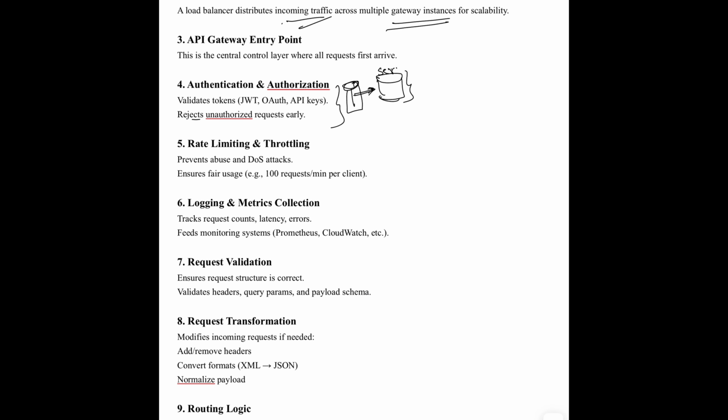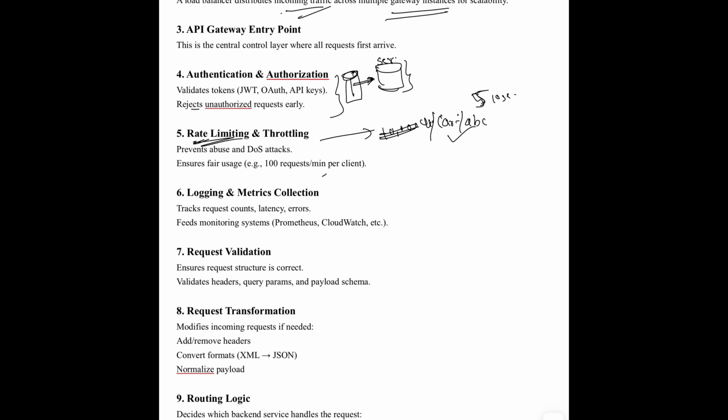Rate limiting is also handled by this API gateway. What is rate limiting? Instead of 10,000, we can define that this endpoint, suppose /cart/user/abc, will only handle 5,000 requests in 10 seconds, or 20 seconds. So that we can define, instead of bombarding this endpoint with lakhs of requests and making it slow. This is nothing but rate limiting, like we are limiting the number of requests. Here they have said that it ensures fair usage, like 100 requests per minute per client.